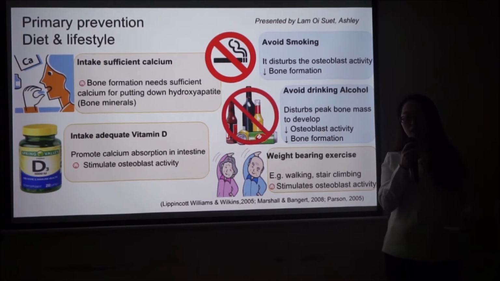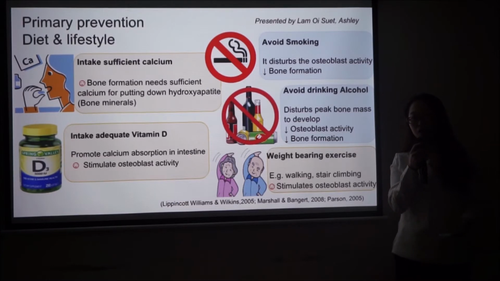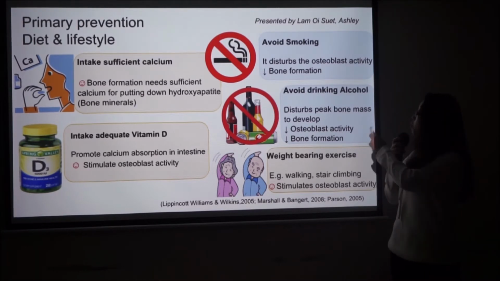On the other hand, concerning exercise, they should do moderate weight-bearing exercise as it can stimulate osteoblast activity. For instance, walking, stair climbing, and dancing.